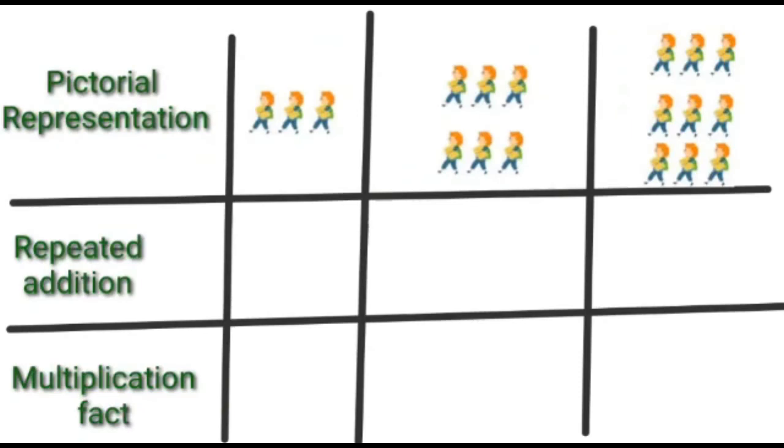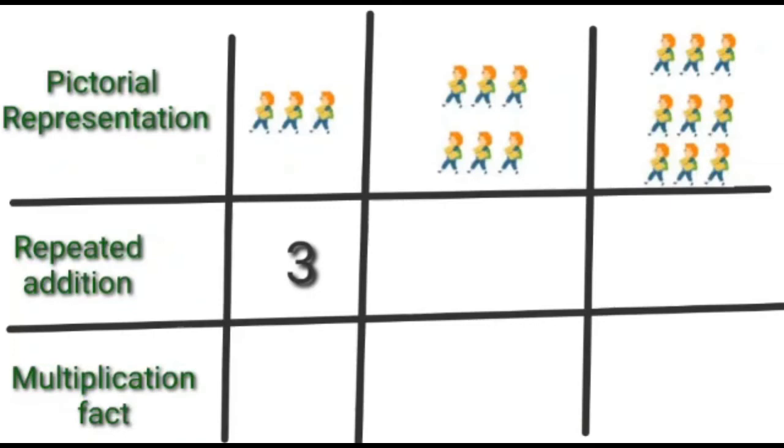In the given pictorial representation, in the first box, we have 3 persons. That is, we have only 1 row. In the second box, we have 2 rows. Each row has 3 persons. In the third box, we have 3 rows and each row has 3 persons. Now, we are going to represent this in repeated addition. So, in the first box, we have 3 persons. So, we have to write 3.